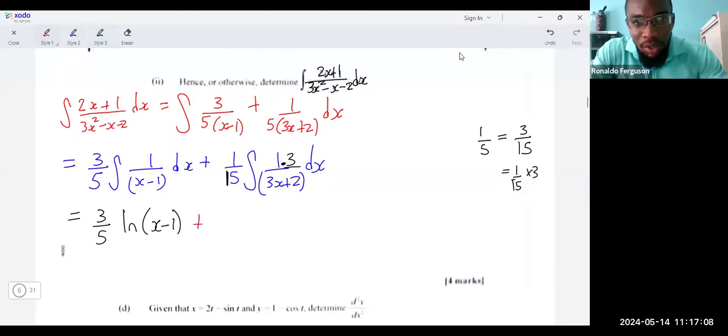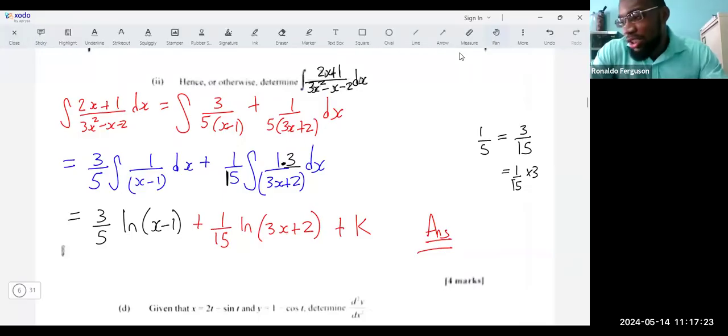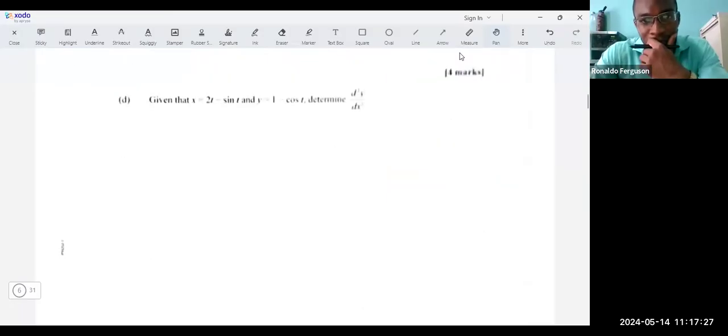So now this is plus 1 over 15 ln of the denominator, which is 3x plus 2, and put the constant of integration k. That's an easy 4 marks as well. No jiffy so far. All right.